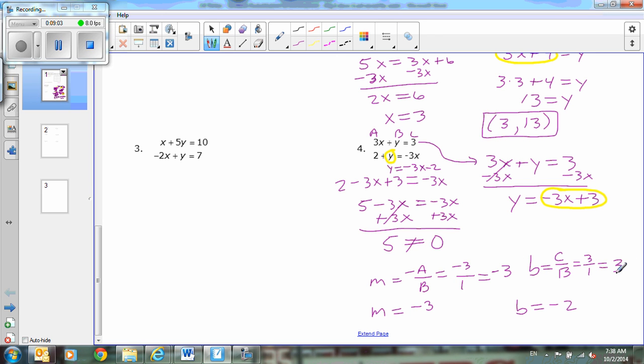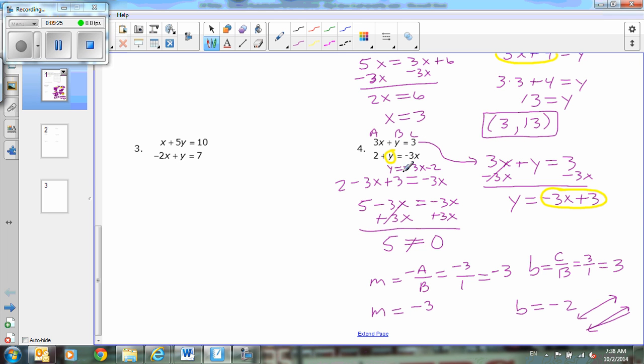So what does that mean? That means the two lines are parallel. And remember, if two lines are parallel, that means they're never going to intersect. Okay, we're never going to have a point that lies on both lines at the same time. That's why algebraically you ended up with a statement like this that makes no sense.